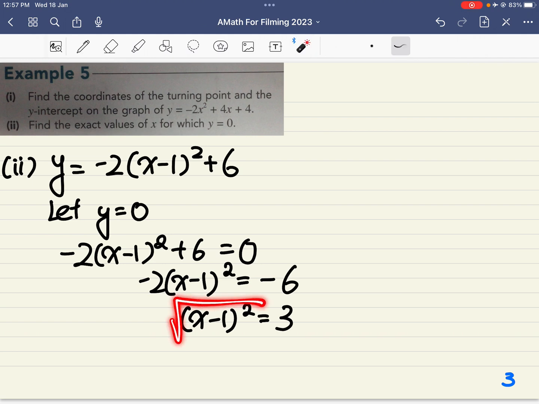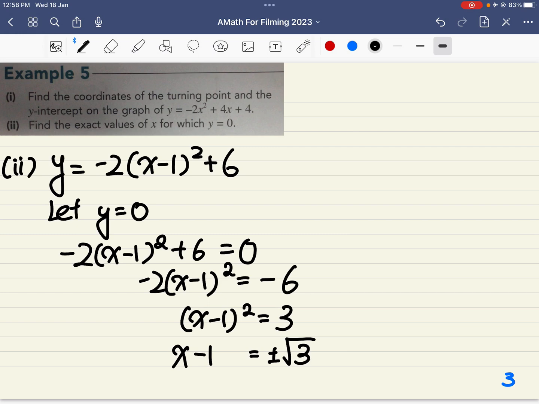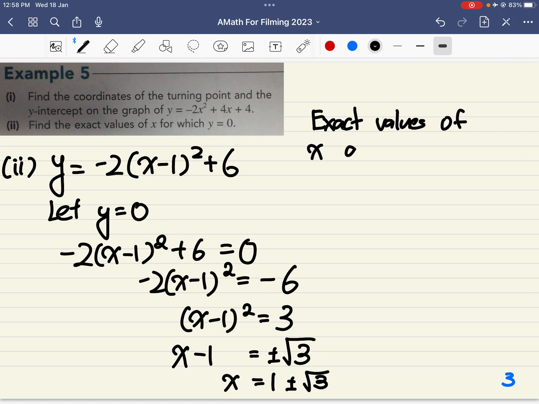Now, to get rid of my square, I will square root the left hand side and right hand side. Don't forget that this gives me a plus minus. Whenever you square root a number, you should get a positive root and a negative root. Hence, what I will say is x - 1 equals plus minus square root 3. So x equals 1 plus minus square root 3. So the exact values of x, let me write it down here: my exact values of x are 1 plus root 3 and 1 minus root 3.